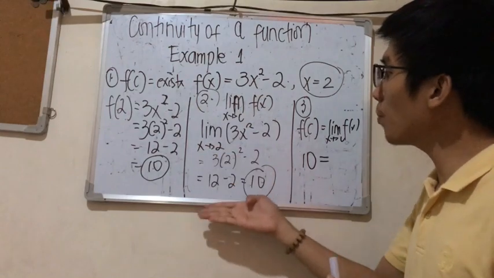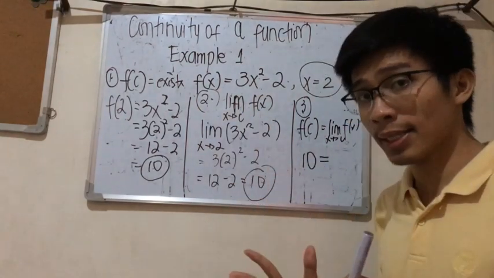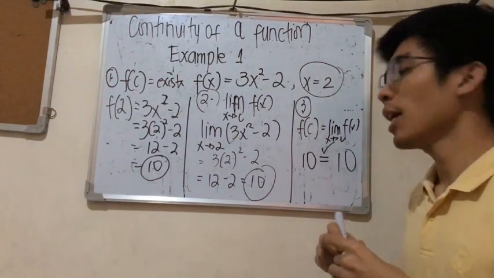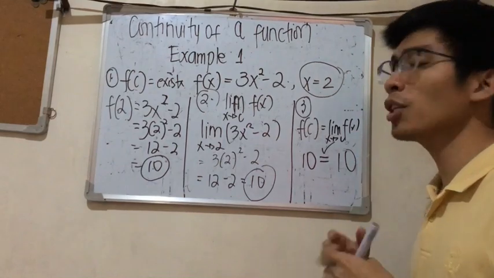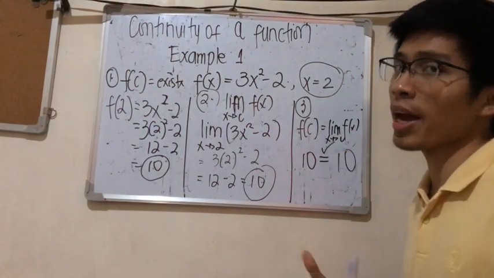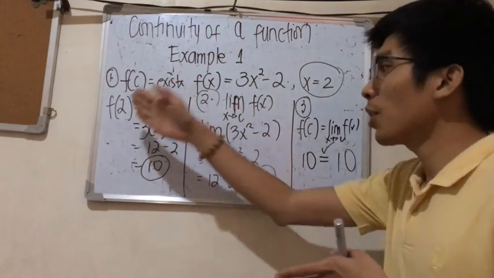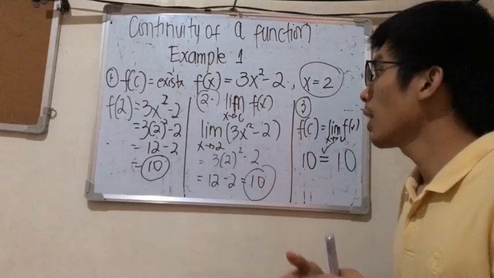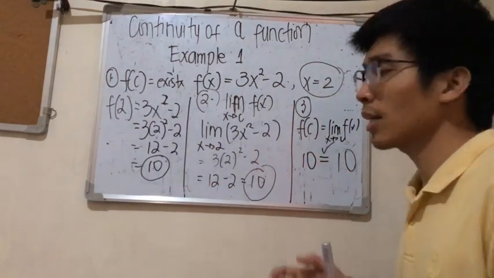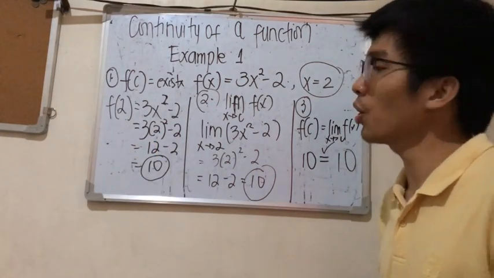And for condition number 2, we believe that the limit also exists, and that is also 10. And obviously, condition number 1 and condition number 2 are equal. Therefore, condition number 3 is checked, or approved. Condition number 1 checked. Condition number 2 checked. Condition number 3 checked. Obviously, it follows all the conditions.